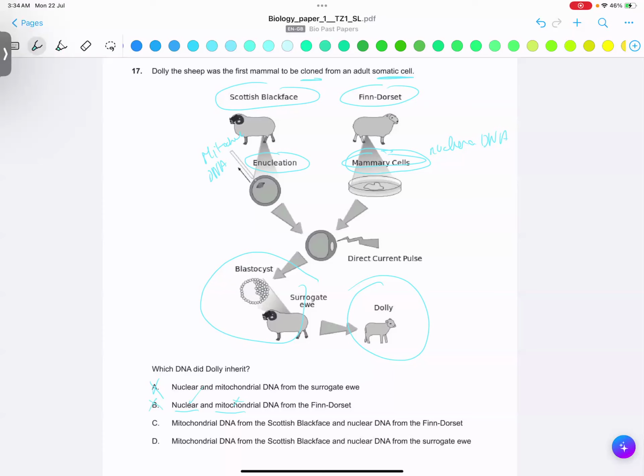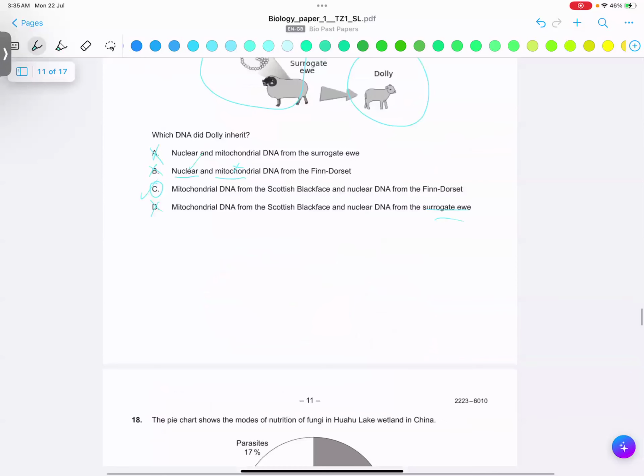Mitochondrial DNA from Scottish blackface and nuclear DNA from Finn Dorset. That is correct. And D, mitochondrial DNA from Scottish blackface and nuclear DNA from surrogate ewe. No, so our answer is not D. It's not from the surrogate ewe, and it gets each one from one. So yeah.